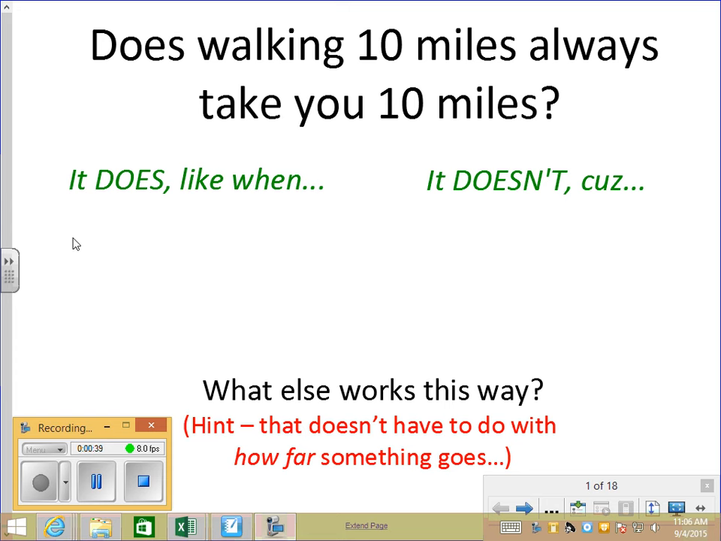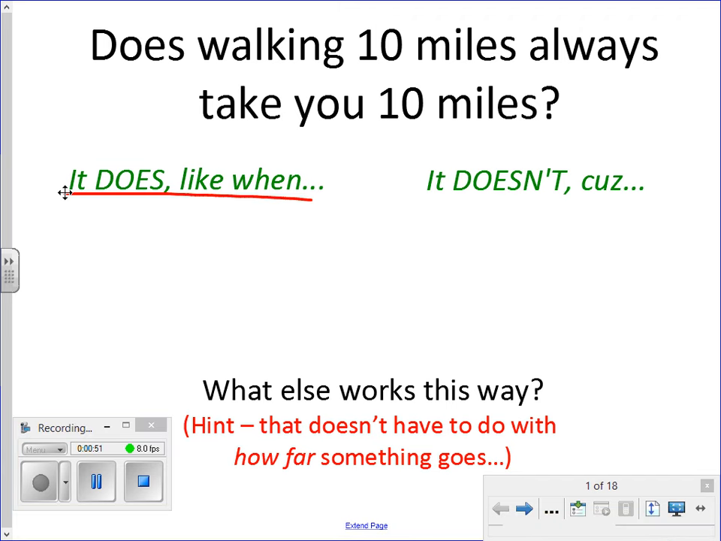Your job, if you're in my class, for when you come back next time, is to have a couple of answers to this. In one case, you should be able to describe a case like this: well, it does, walking 10 miles does take you 10 miles. You'll complete that phrase. But you could make an argument, I would bet, that says, well, it doesn't. Walking 10 miles doesn't always take you 10 miles because, well, like in this situation. So do your best when you come back next time to describe a case in which walking 10 miles does take you 10 miles, or a case where walking 10 miles doesn't take you 10 miles.